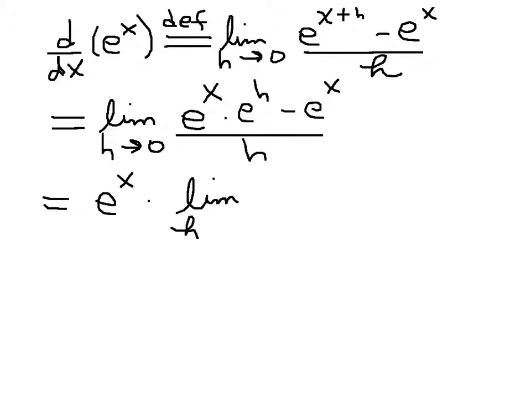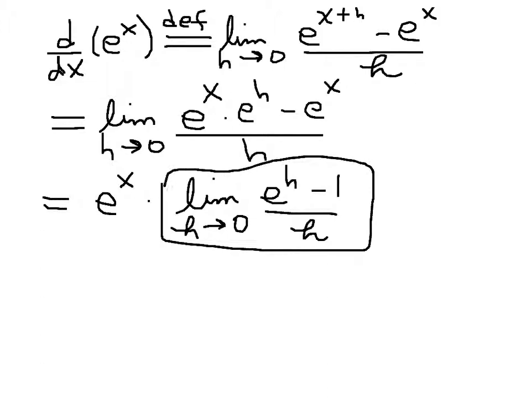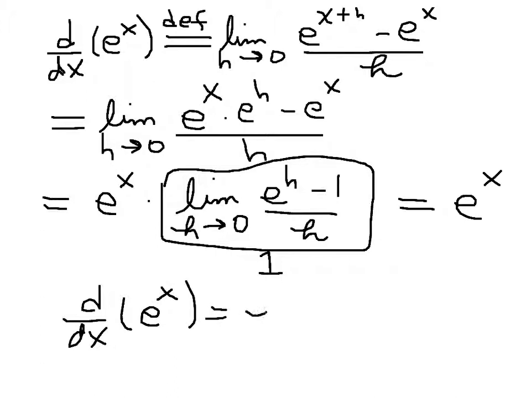And here's what I have. e to the x times the limit as h goes to 0 of e to the h minus 1 over h. So, does this look familiar? That's 1, as we showed before, based upon the definition of e. And so what we get is just e to the x. And so the big conclusion here is that the derivative of e to the x is e to the x. And indeed, it's the only function whose derivative is itself.